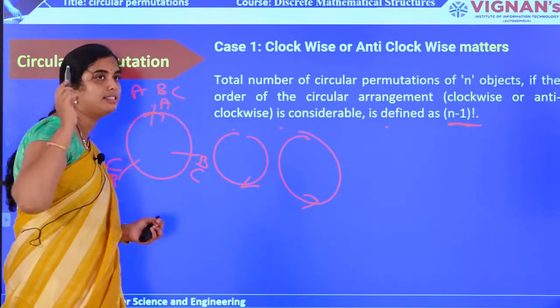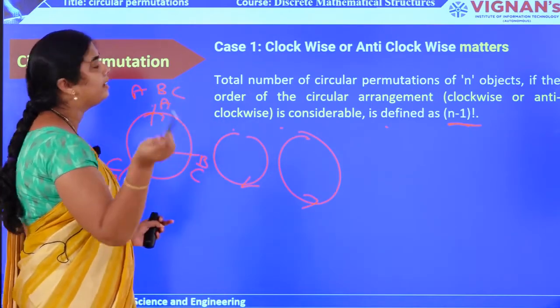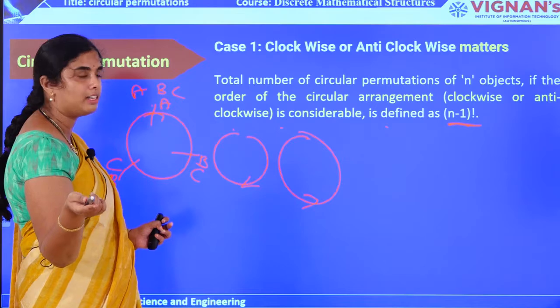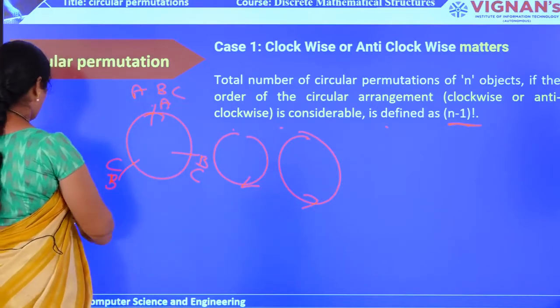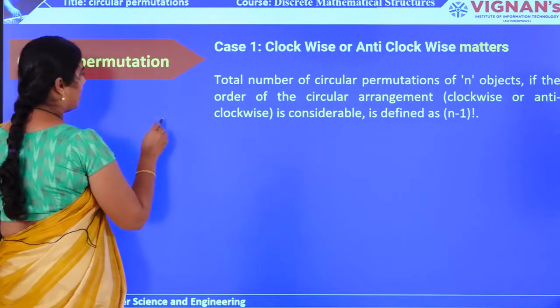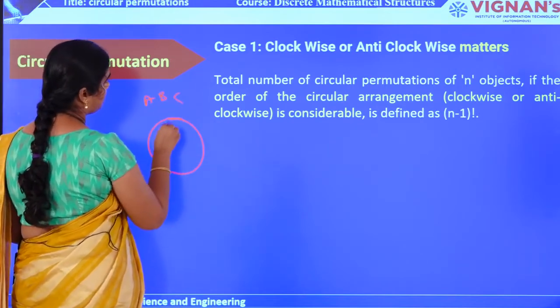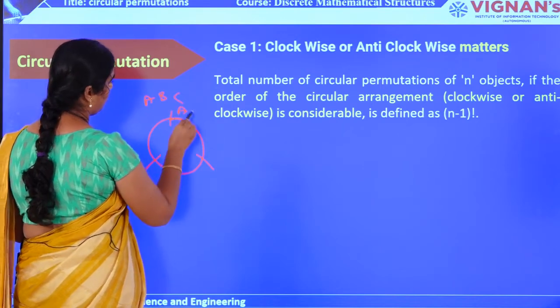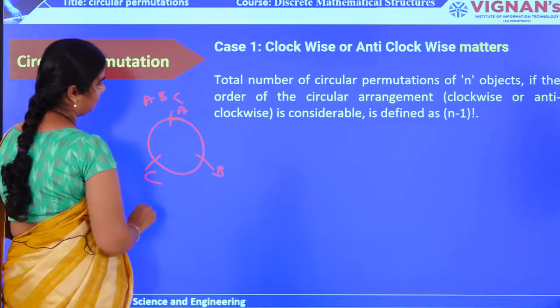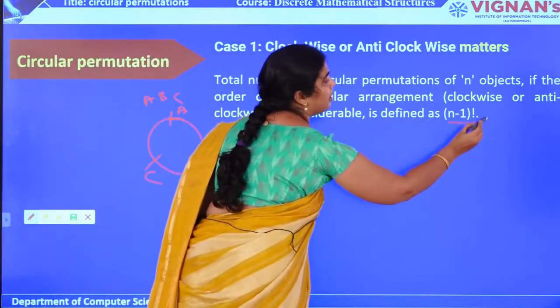That means we need to consider, okay, if it is clockwise we will be getting one type of permutations, and if it is anti-clockwise we will be getting another type of permutations. Here now, I am given A, B, C and I am asked to arrange A, B, C. These are one type of ways, and see this is the formula which is given.